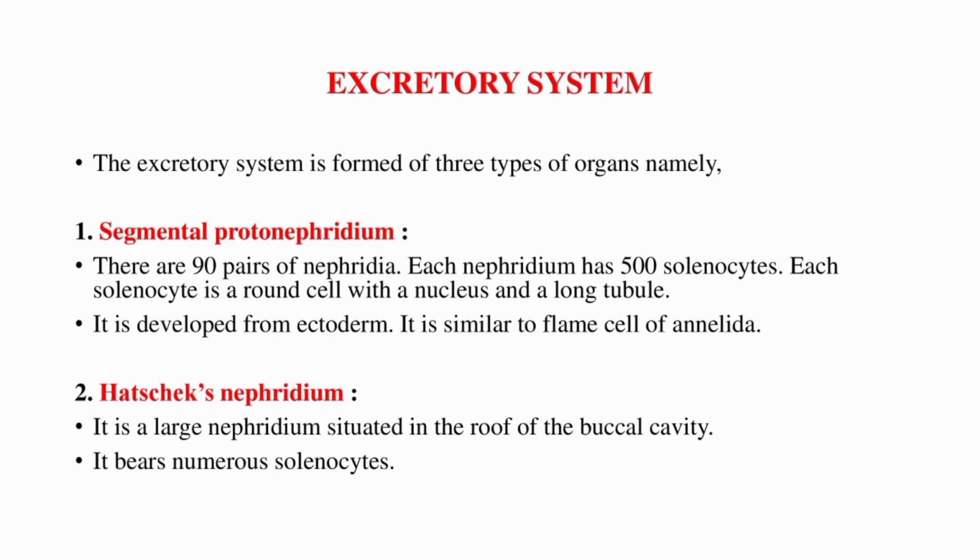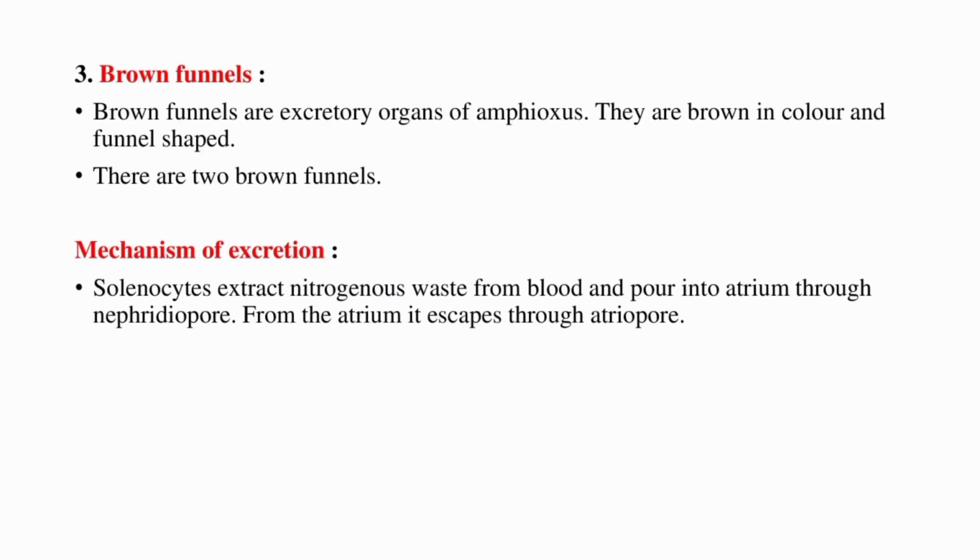Second one, Hatschek's nephridium. It is a large nephridium situated in the roof of the buccal cavity. It bears numerous solenocytes. Third one, brown funnels. Brown funnels are excretory organs of amphioxus. They are brown in color and funnel shaped. There are two brown funnels. Mechanism of excretion. Solenocytes extract nitrogenous waste from blood and pour it into the atrium through the nephridiophore. From the atrium, it escapes through the atriopore.